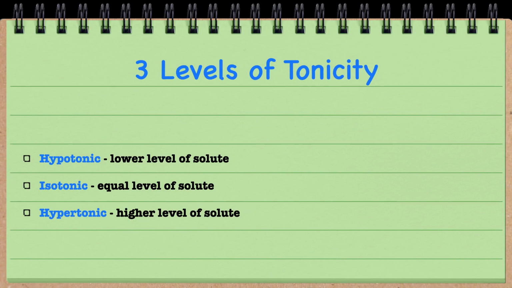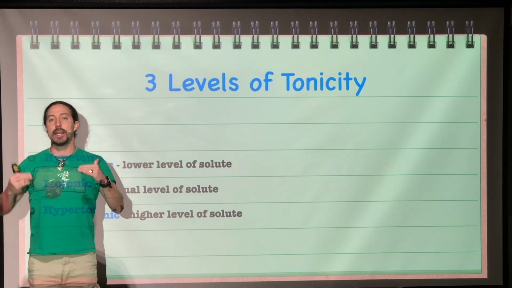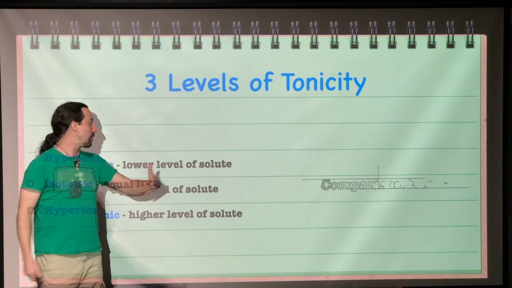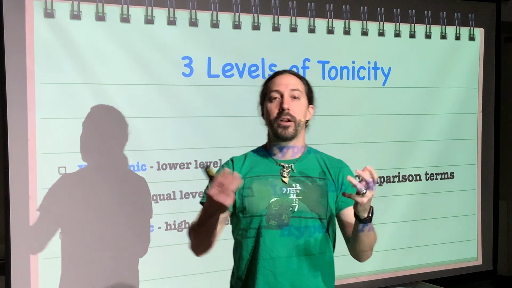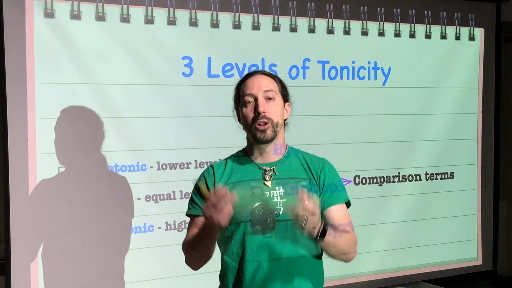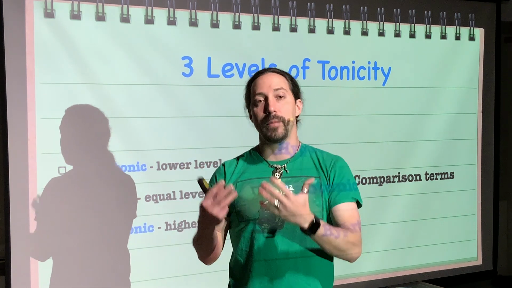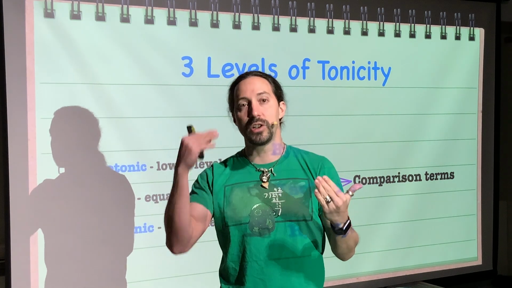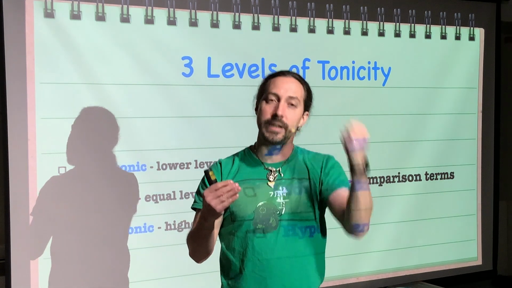One thing to be aware of when we're talking about the three different levels of tonicity is that they do not exist by themselves. Each of these levels is a comparison term. A hypotonic solution does not exist without a hypertonic solution. Because these are comparison terms, we must always have multiple solutions that we are comparing, at least two. And this also means that when we are comparing these two different solutions, that one solution will be described using one term, and then the other solution will be described using a different term.